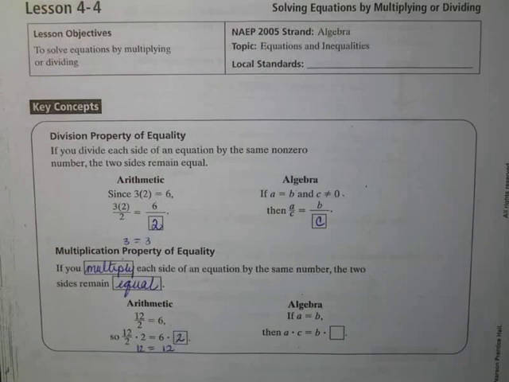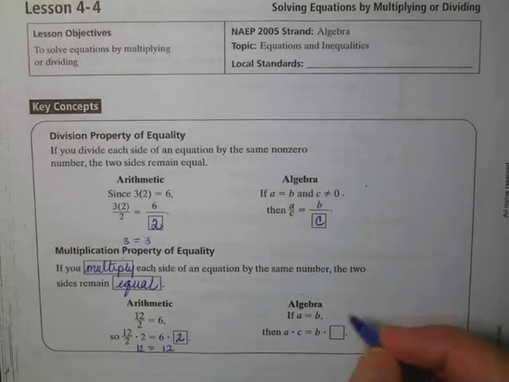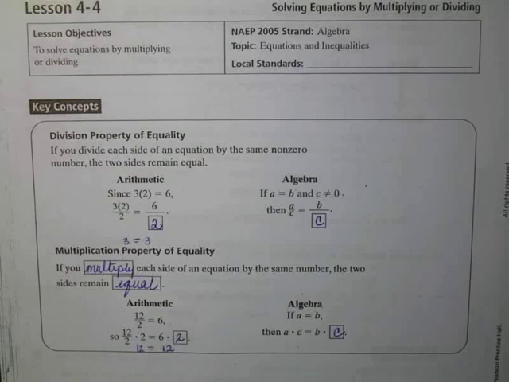Again, remember that's the goal here in what we're doing. We're trying to keep our sides balanced as if we were on a seesaw or a balance scale or something like that. So, algebraically speaking, if A equals B, then A times C equals B times C.